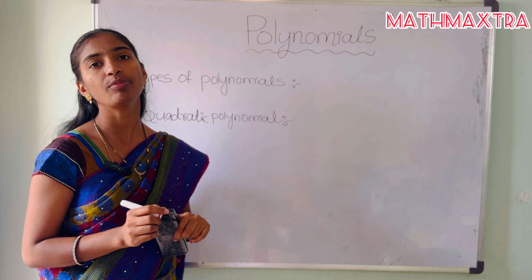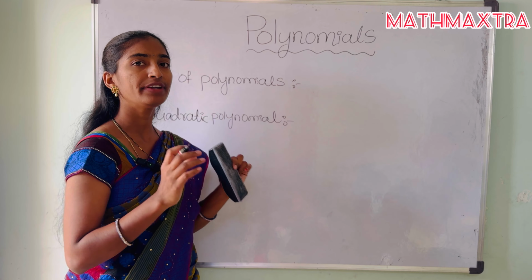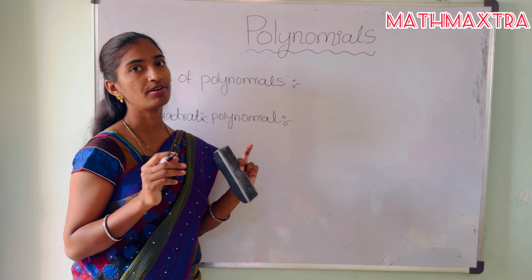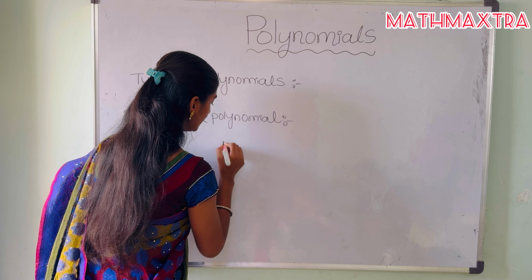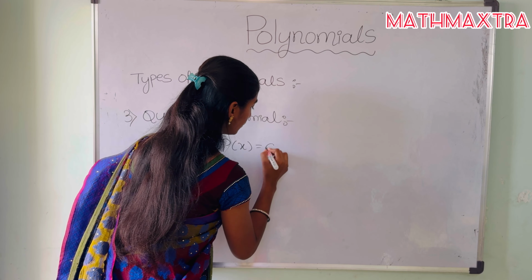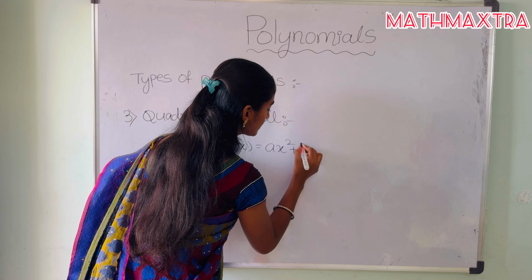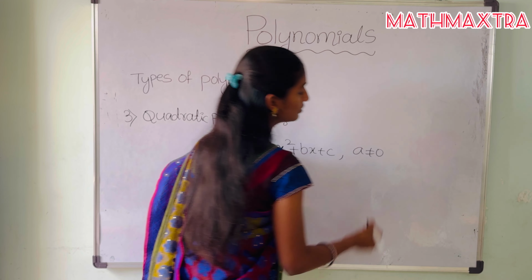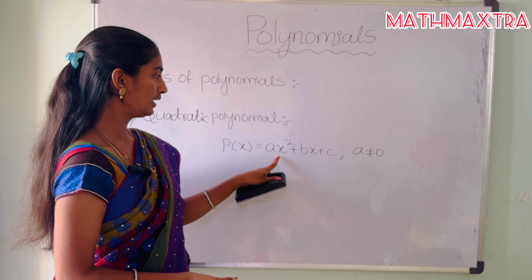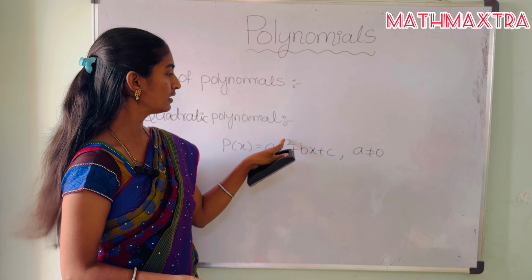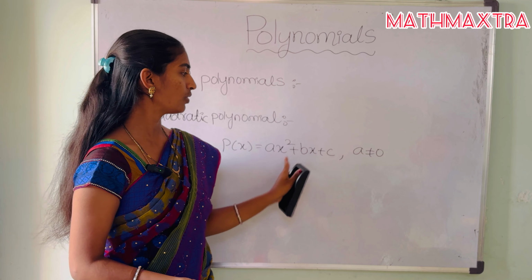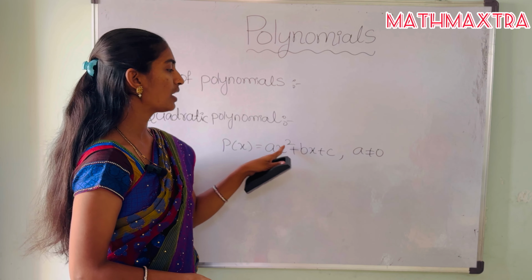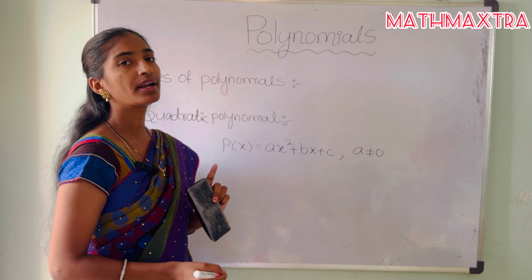What is a quadratic polynomial? A polynomial of degree 2 is called a quadratic polynomial. And the general form of a quadratic polynomial is p of x is equal to ax square plus bx plus c, where a should not be equal to 0. Okay. So see, what is the degree of this polynomial? 2, right? 2 is the highest among all the terms. Yes, that is why the degree of this polynomial is 2. This is a quadratic polynomial.